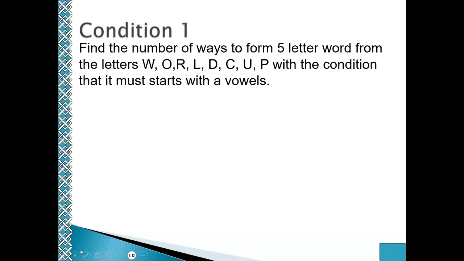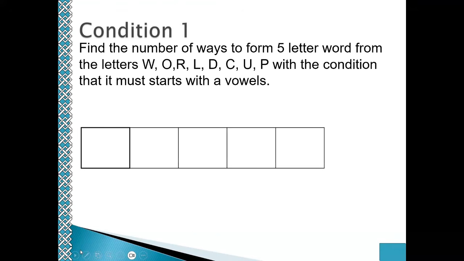So just put some blanks first. In the exam, you can also just put underscores.